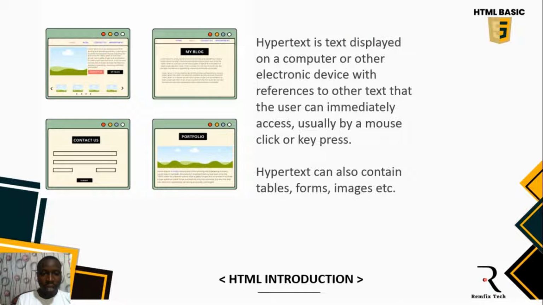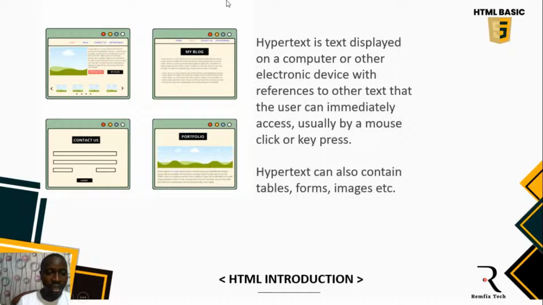And hypertext, as the word implies, what hyper means is not just a text, it is doing more than the function of a text. If you look at my slide, it says hypertext is text displayed on a computer or other electronic device with reference to other text that the user can immediately access, usually by a mouse click or a key press. So that means that you've gone to a website, maybe you want to buy something online, and you click on a button or a link and it takes you to another link. That's an example of what hypertext means.